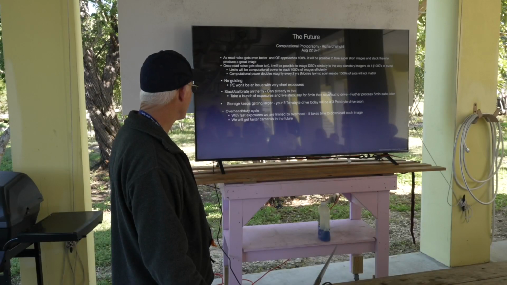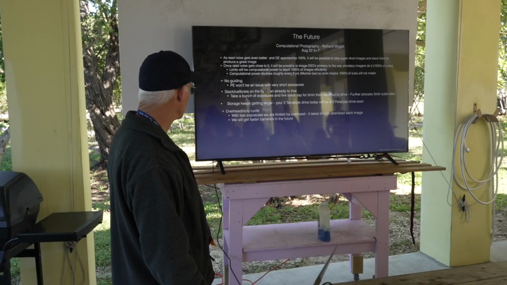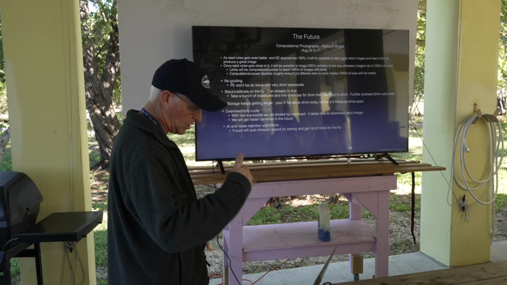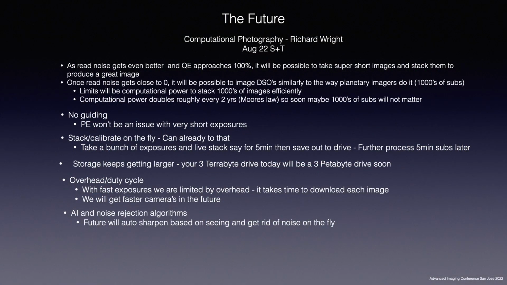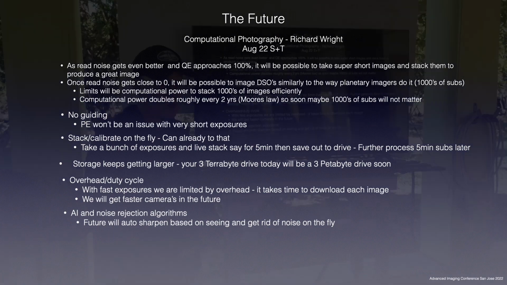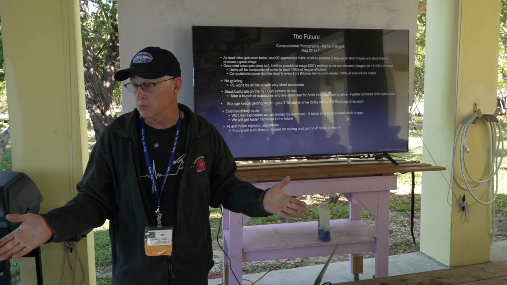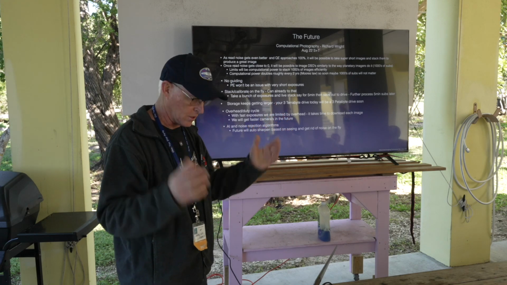We still need to do some work, there's a little overhead that happens, and then we'll have AI and noise rejection algorithms that'll just auto fix things on the fly. So your little stars in the corner that are elongated because maybe you don't have the best optics in the world, well, you're never going to know. It's going to look perfect. It's going to look fine.